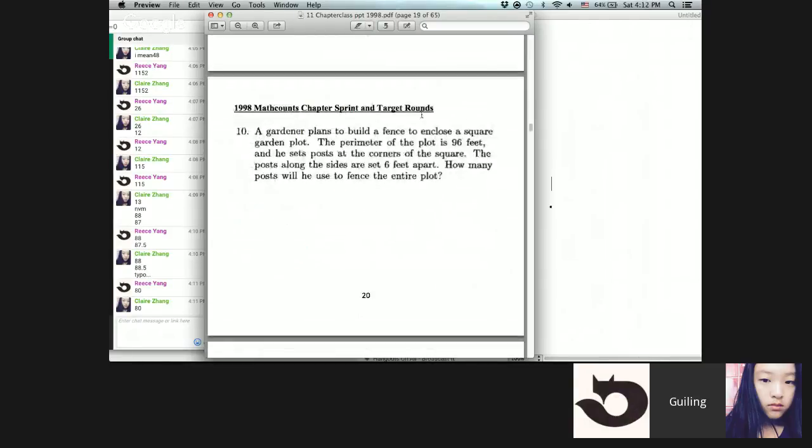Not too hard. Okay. A gardener plans to build a fence to enclose a square garden plot. The perimeter is 96 feet. And he sets the posts in the corners, and the posts along the sides are 6 feet apart. How many posts will he use to fence the entire plot?